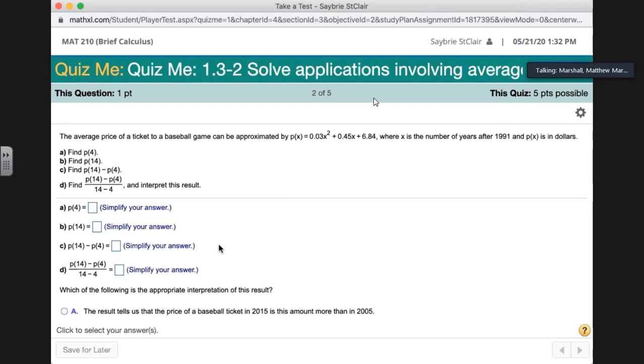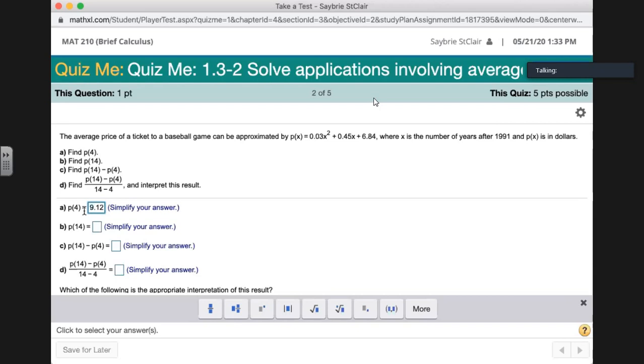And then when I plug in 14 into that mess, I get 19.02. So that first answer for A, that's what, 9.12 if you want to type that in. And then 19.02. And if you subtract those, I get what, 9.9? Is that what you got?